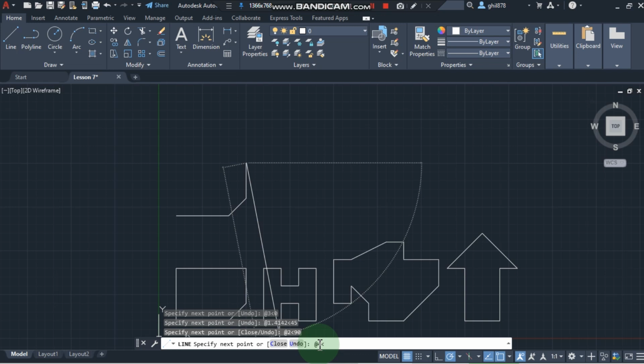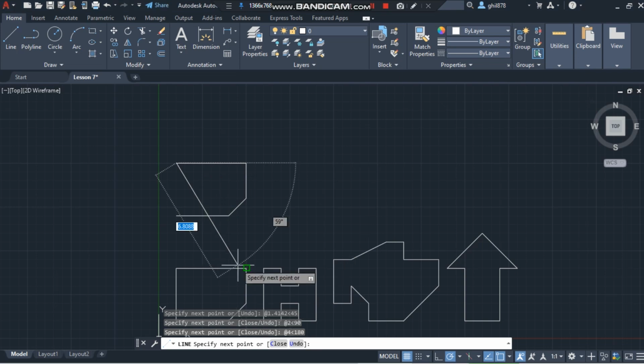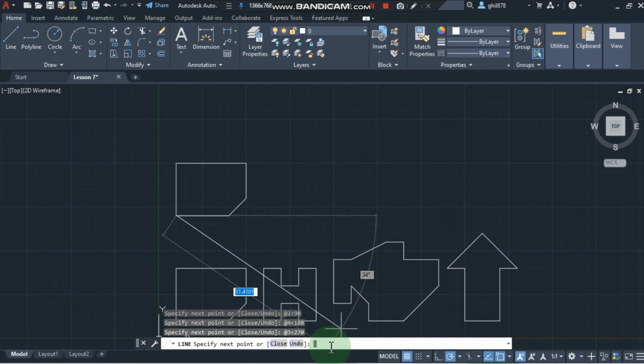with the angle of 180 degrees, then going down from P5 to P1, so that will be 270 degrees with a distance of 3. So at 3 with the angle of 270 degrees going down. So we have finished our first figure.